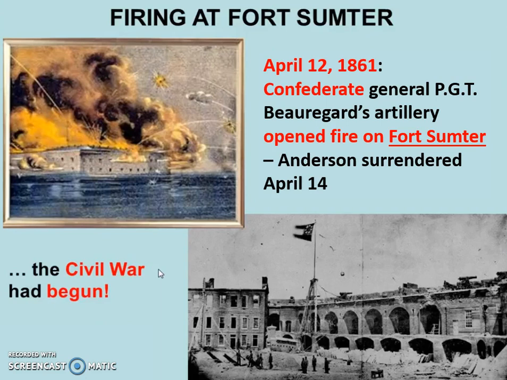And a little bit of history's ironies, General Beauregard and Anderson actually knew each other at West Point, and they were friends. Anderson had been Beauregard's, get this, artillery instructor at West Point. So the Civil War has now officially begun with the firing on Fort Sumter on April 12, 1861, the start of a 4-year Civil War.